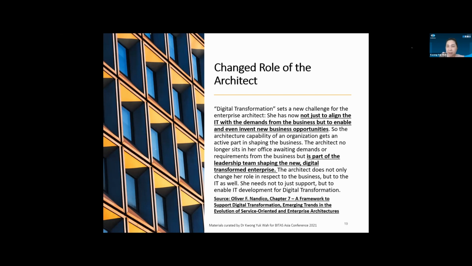the EA is more than just business and IT strategy alignment. If the enterprise architects could play an important role in the leadership team, helping the management, helping the IT management, helping the chief digital officer or the CIO or the chief technology officer to shape new digital capability for the organization and to invent new business opportunity, that would be a very, very good value-added service to the organization.